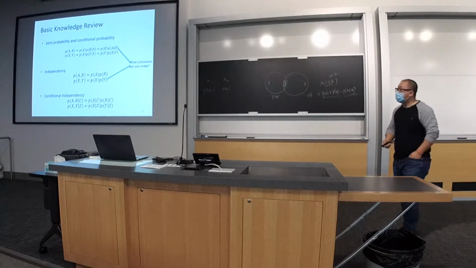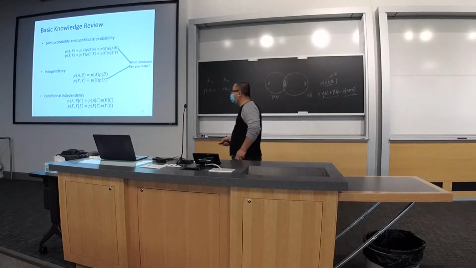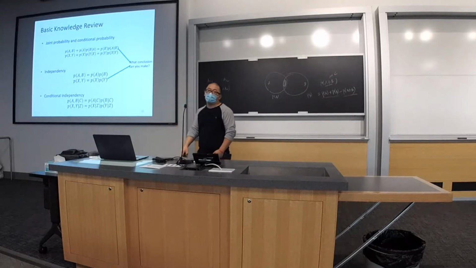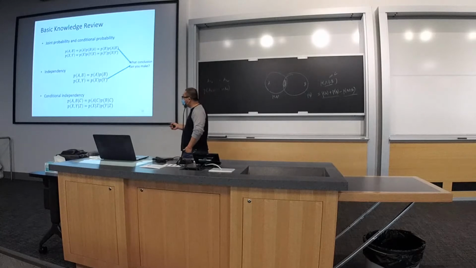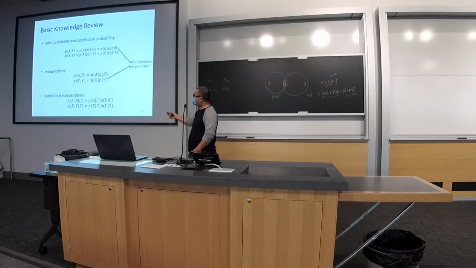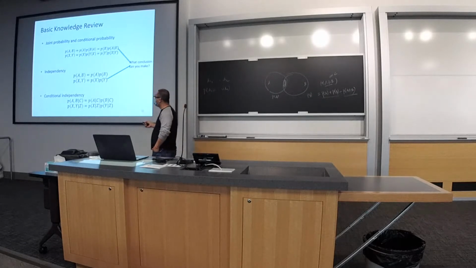And we can extend the concept of independence to conditional independence. So basically, conditional independence says that, conditional on a third event C, A and B are independent of each other. What does it mean? Just the extension, right? If we say A and B are independent given C, it basically says the joint probability of A and B given C is the product of the probability of A given C times the probability of B given C.